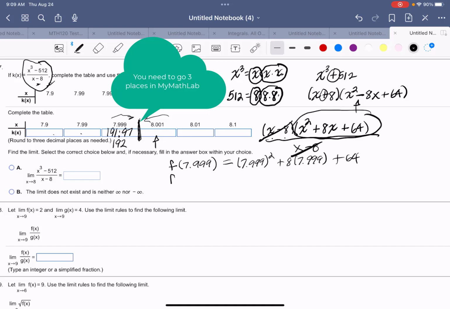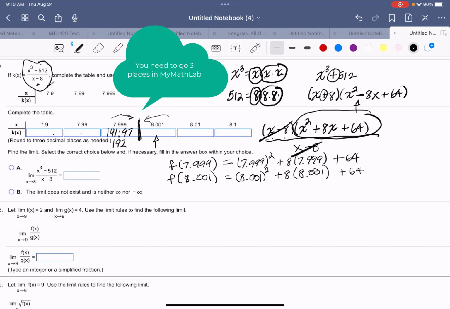So I'm going to do f of 8.001. That's 8.001 squared plus 8 times 8.001 plus 64. And again, I can just type this straight into my calculator. It's much easier to evaluate than this. If you don't want to factor it or you don't recognize that, here's what you're going to have to do. Put parentheses around this and parentheses around this if you want to just put it in one time. Or you can get the top to four or five places and the bottom to four or five places and then divide at the end. Either one of those is fine.